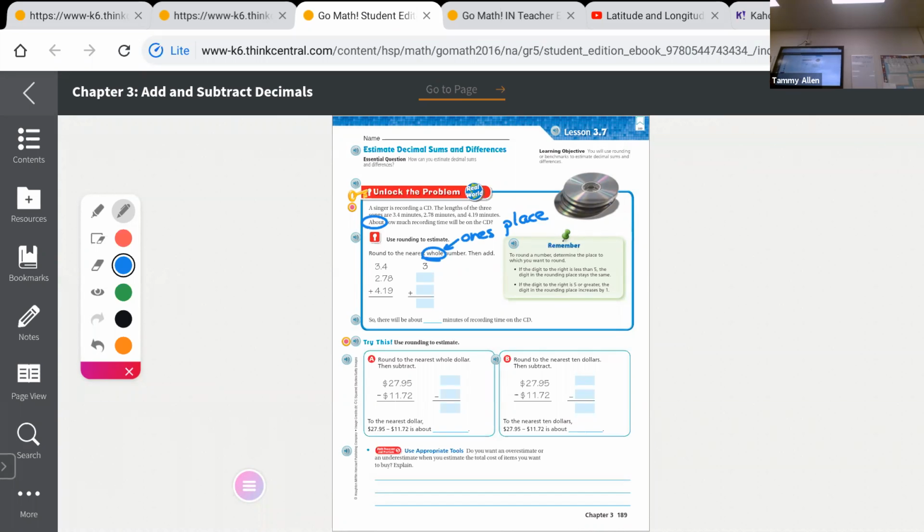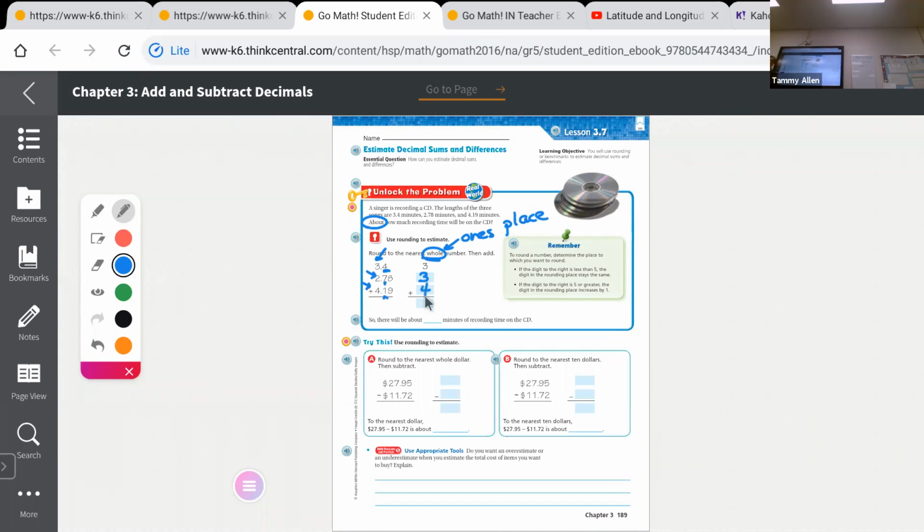Okay. So as we take a look at 3 and 4 tenths, 3 is in the ones place, so 4 tells us to keep the 3 the same. If we look at 2 and 78 hundredths, 7 is in the tenths place. That will tell us to round the 2 up to a 3. If we look at 4 and 19 hundredths, 4 is in the ones place. The 1 tells us to keep the 4 the same.